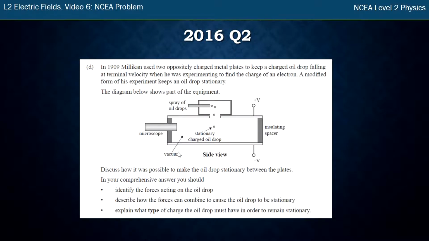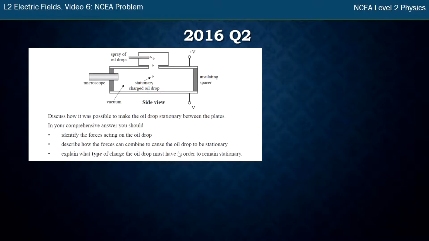The last one says, the Millikan oil drop experiment used 2 oppositely charged plates to keep an oil drop from falling. A modified form of this experiment also keeps an oil drop stationary. The diagram below shows part of the equipment. So discuss how it's possible to make the oil drop stationary between the plates. In your answer, you should identify the forces acting on the oil drop, describe how the forces can combine to cause the oil drop to be stationary, and explain, there's a key word there, explain what type of charge the oil drop must have to remain stationary.